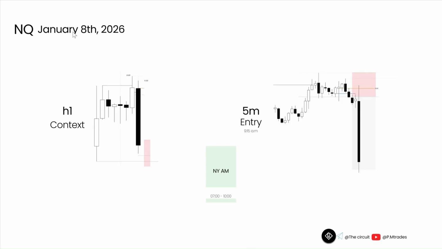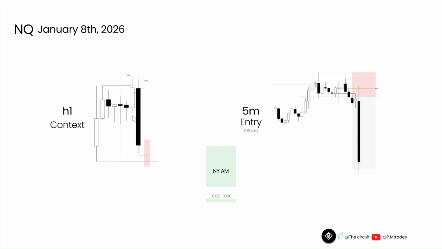Here is our first example. This example is taken from a live feed, NQ, January 8th, 2026. So we have the H1 context where we have price put on this range high, range low. Okay, so you mark that out and you mark the range low out. And what do you want to see? You want to see how price engages this relevant swing high.